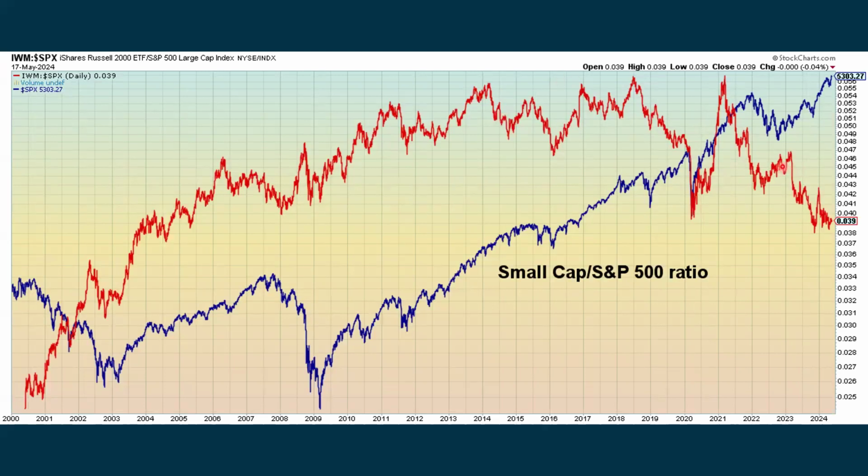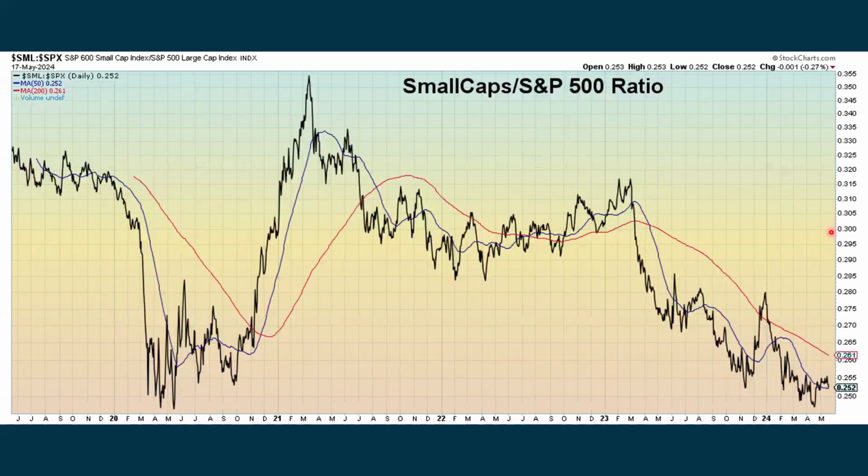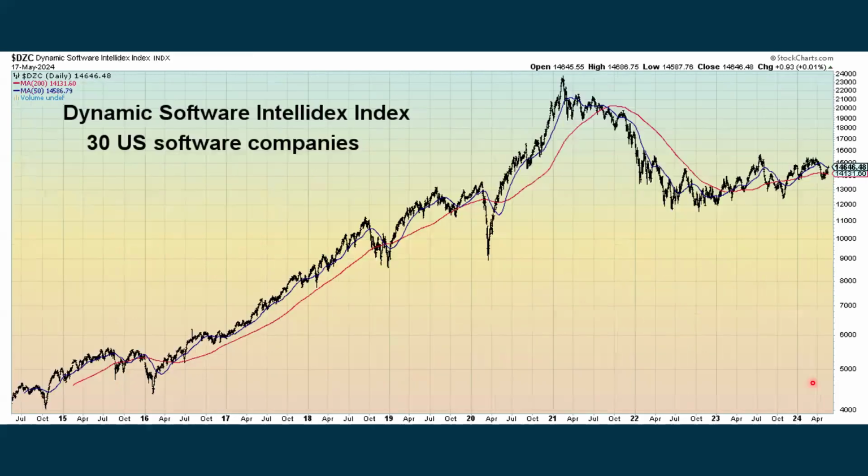That's the red line here. And when it's going down, that means that small caps are underperforming. We also compare it to the S&P itself, also showing that the small caps are in a downtrend when compared to the S&P 500. Now, if we look at the small caps by themselves, they're doing good, not great, but they're doing good. But on a ratio basis, they are underperforming the broader market.